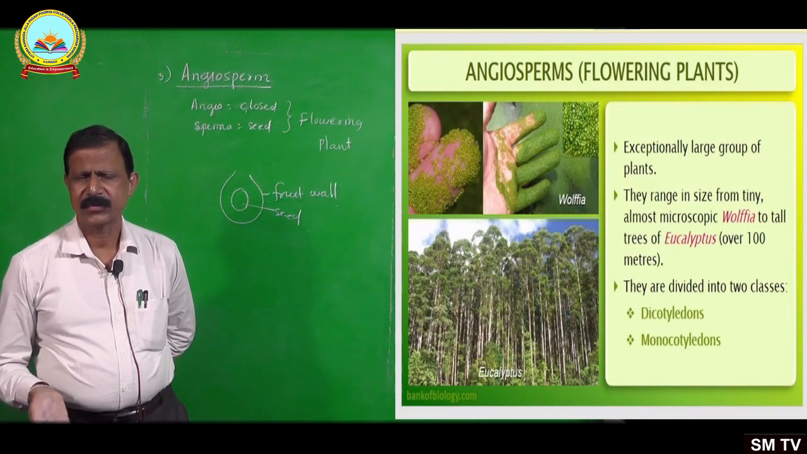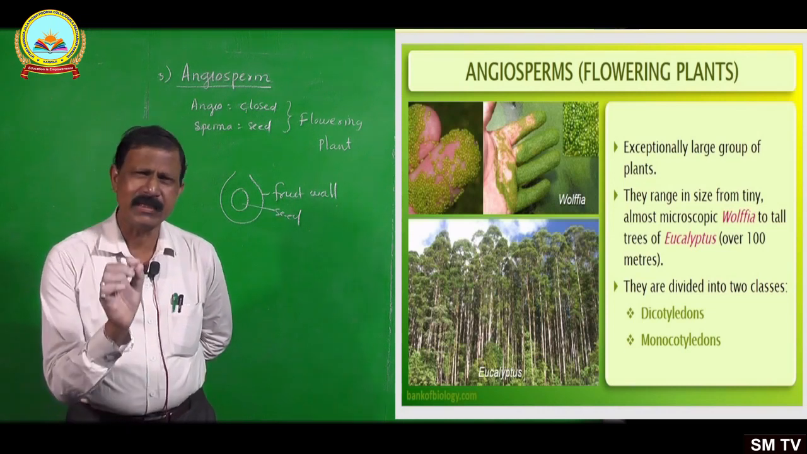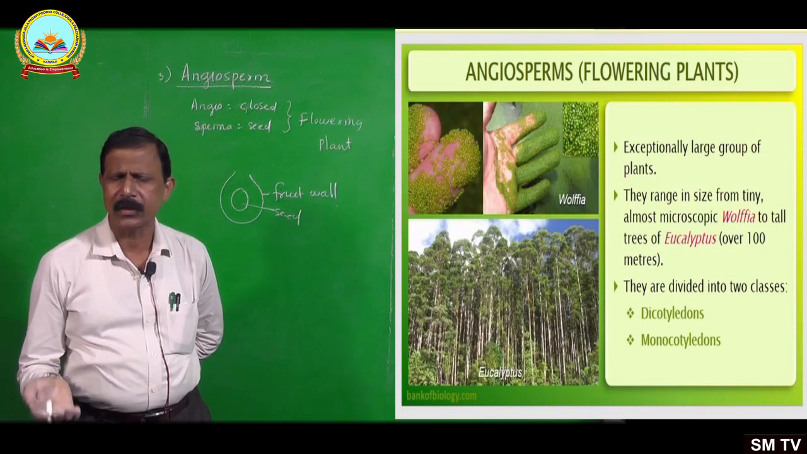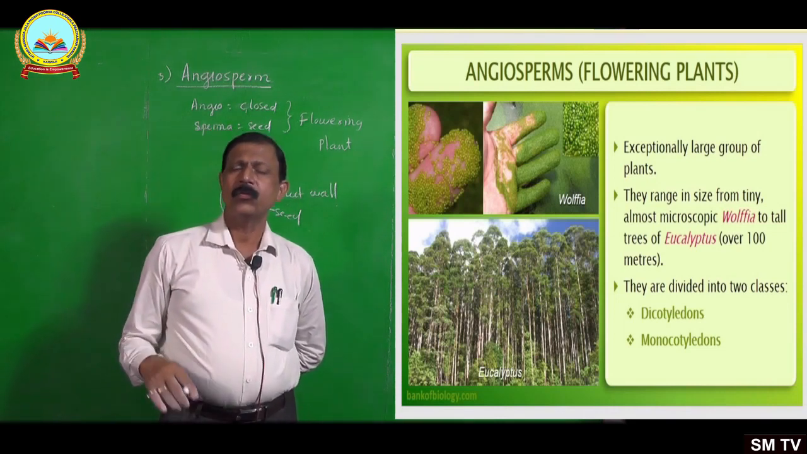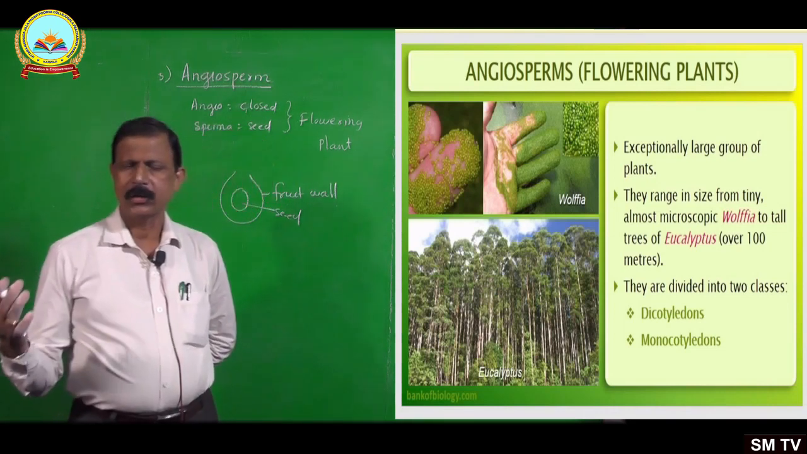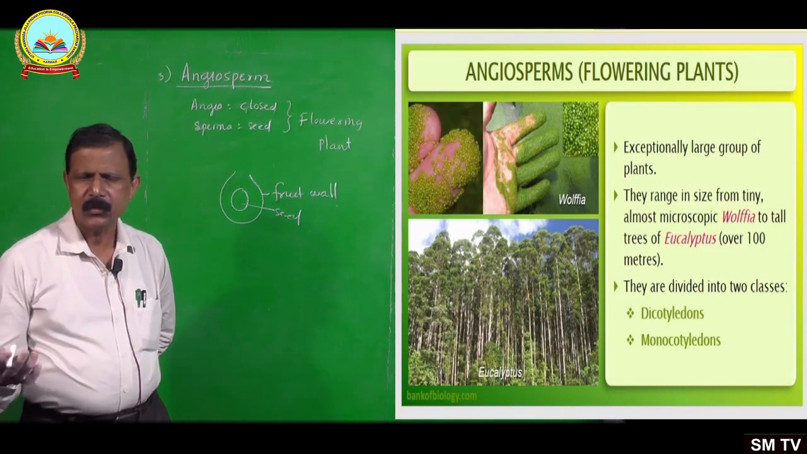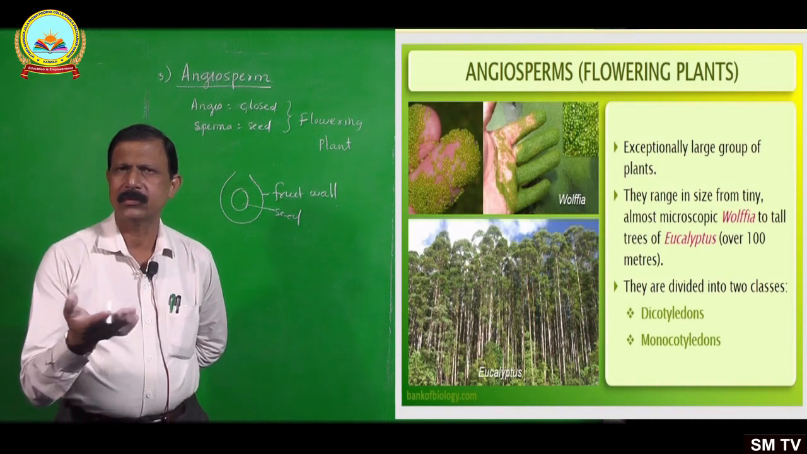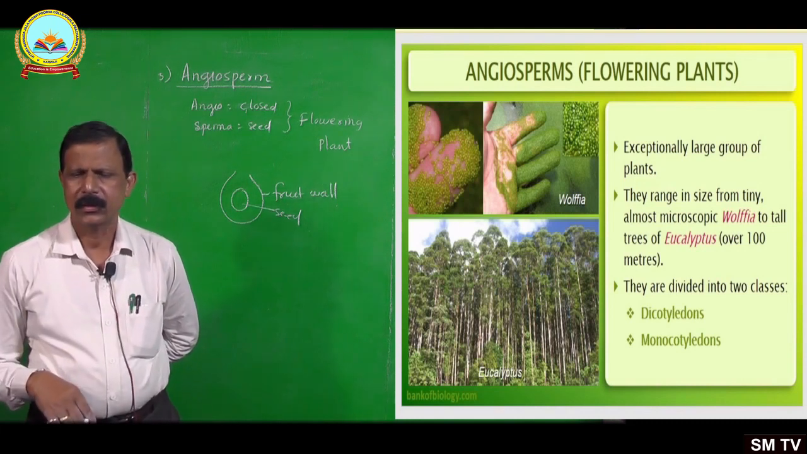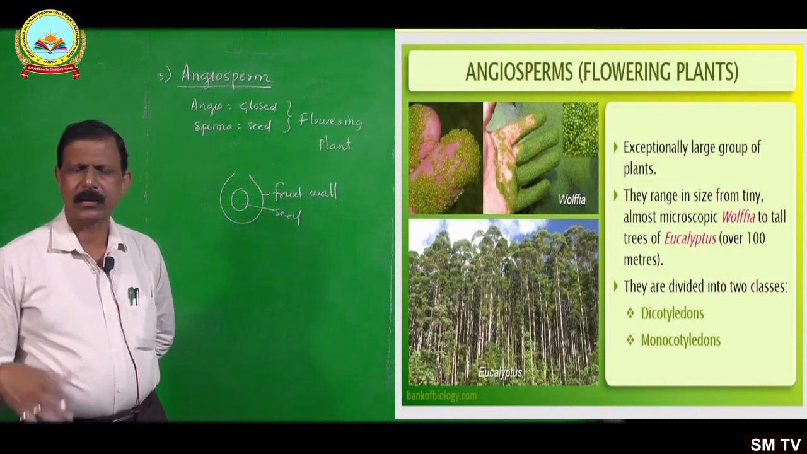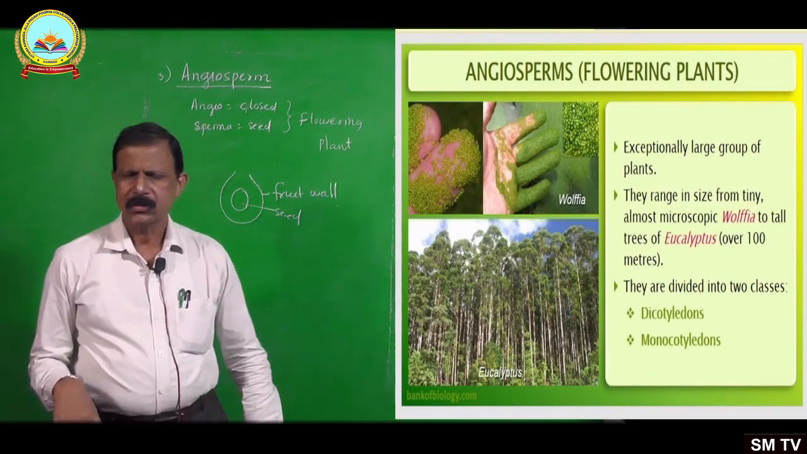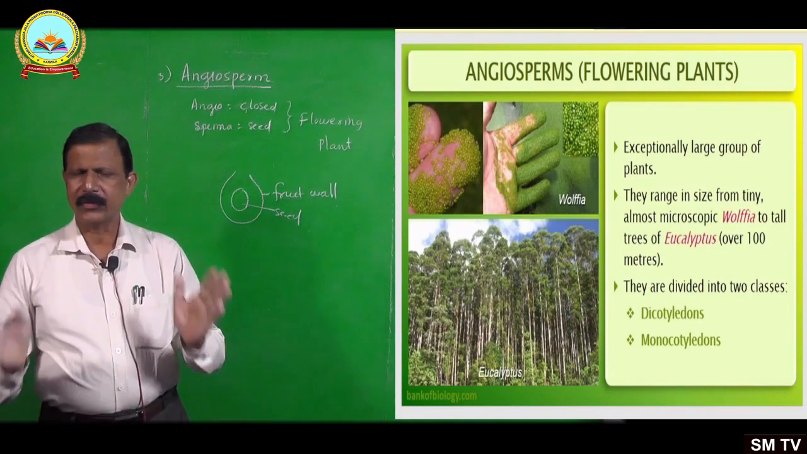These flowering plants are a large group of plants, and they range in size from tiny, microscopic ones to very big ones. The best example of a tiny one is Wolffia. And there are tall trees, like the eucalyptus tree, the eucalyptus of the Nilgiris, and some are 100 meters tall. So like this, there are different types.